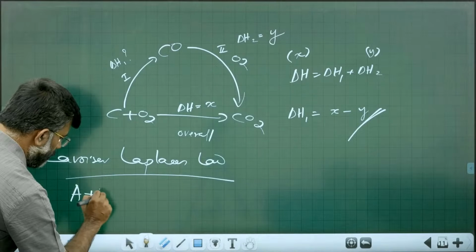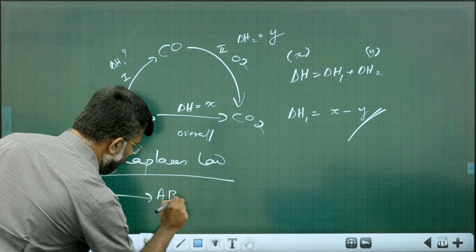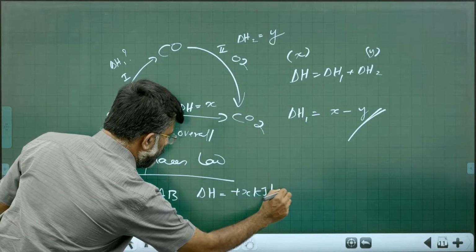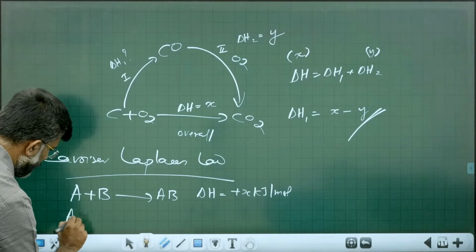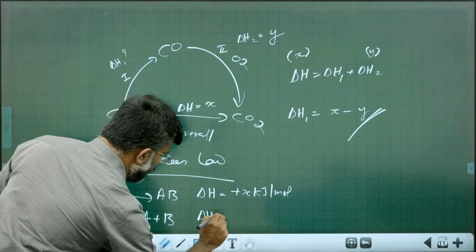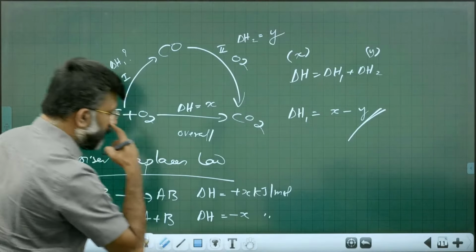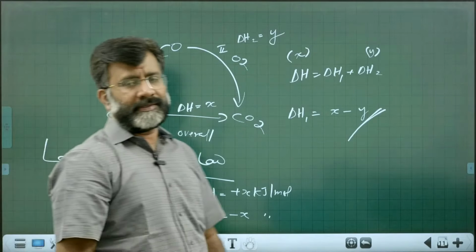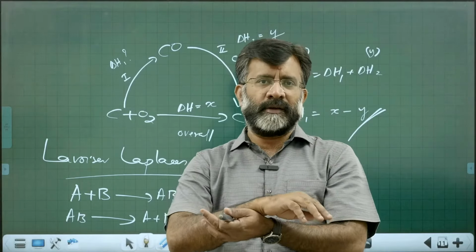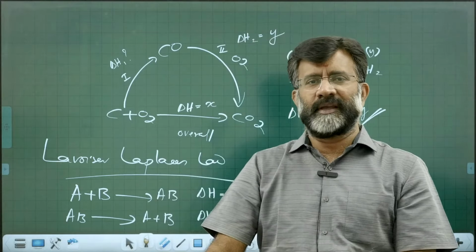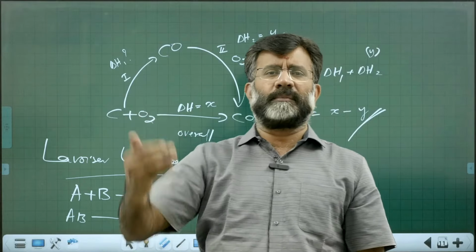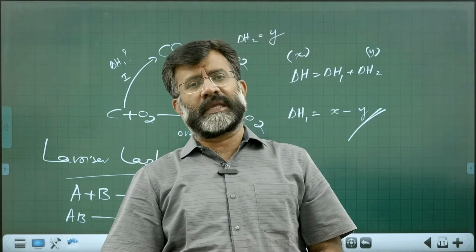Suppose A plus B giving AB, you have delta H equal to plus X kilojoule per mole, then AB under identical condition, AB giving A plus B, delta H will be minus X kilojoule per mole. This is Lavoisier-Laplace's observation. When you reverse the reaction, delta H value becomes opposite sign. Right? All these things we are applying in the various thermochemical calculations.